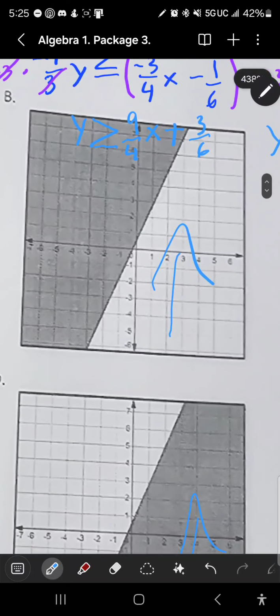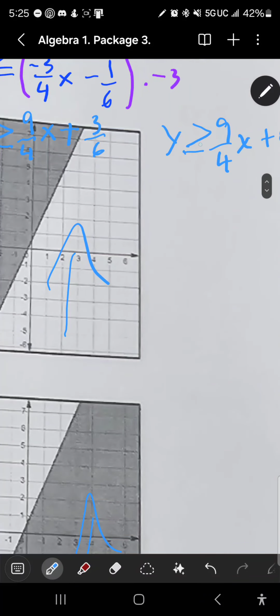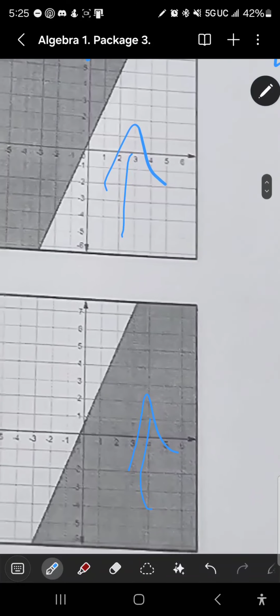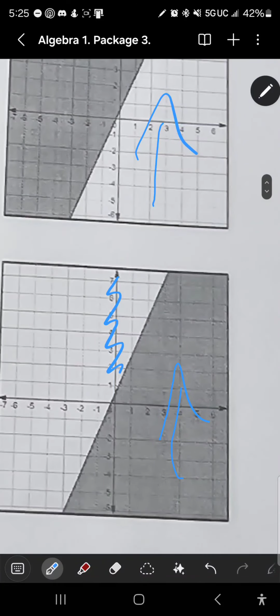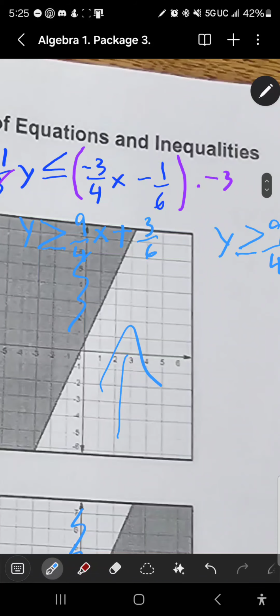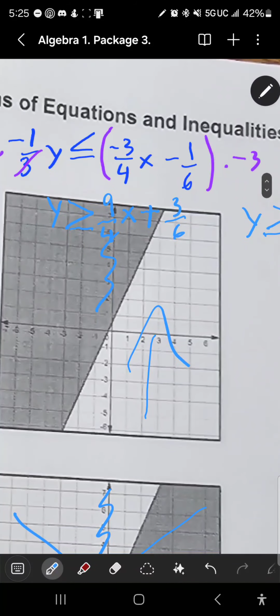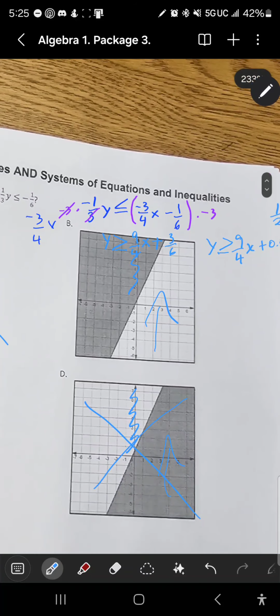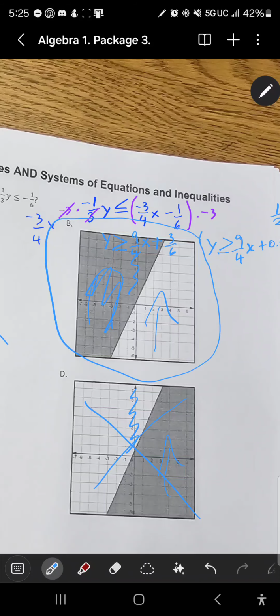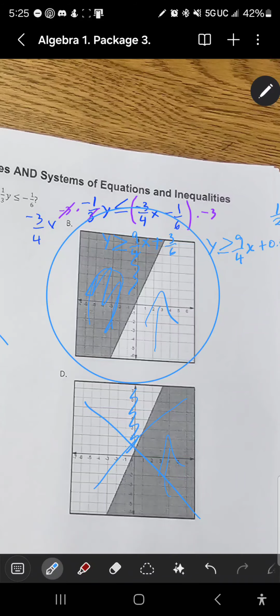Now let's see. On our final answer, we're looking for the greater than. If y is greater than, we're looking for the numbers over the line. And these numbers are under the line, so this is not my answer. And finally, B. You see, the shadow part is over the line, so B is our answer.